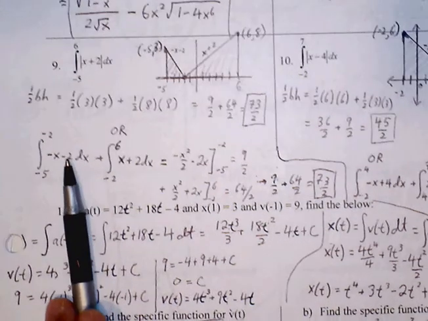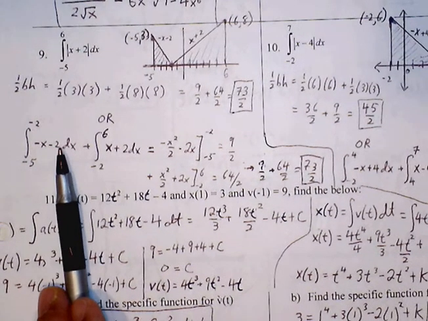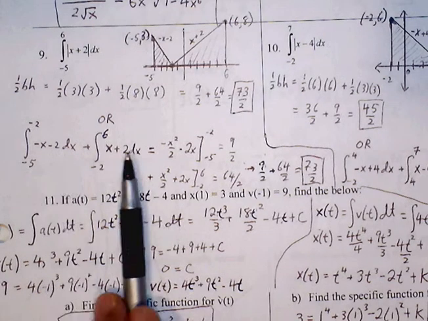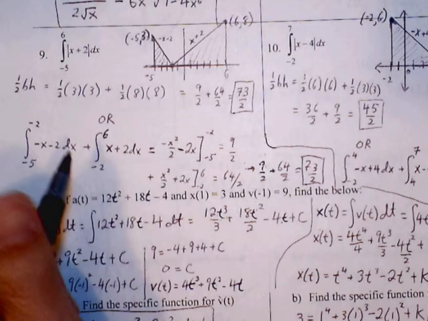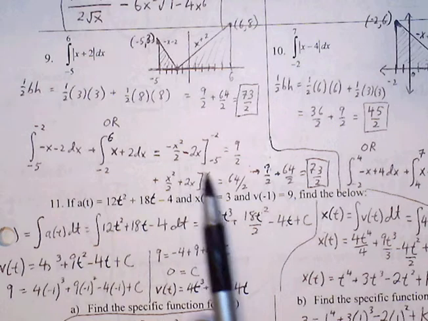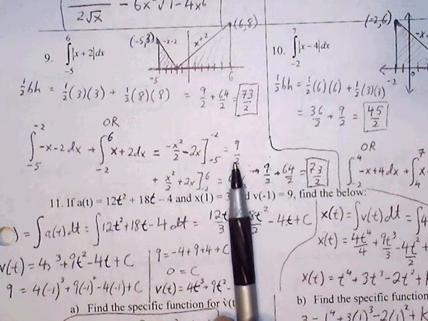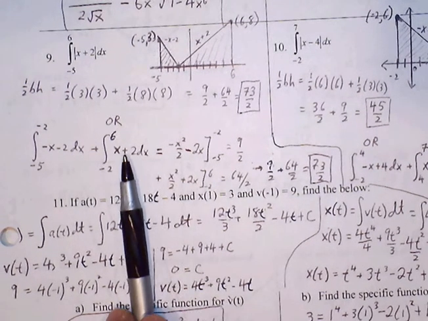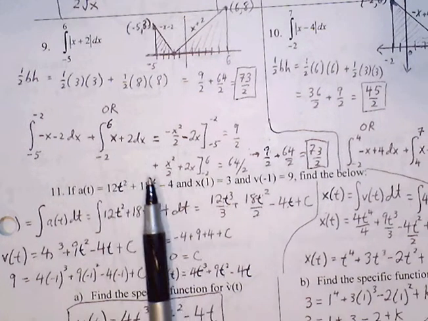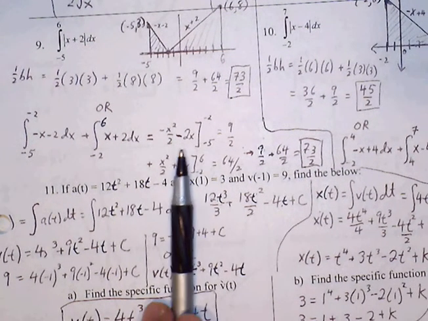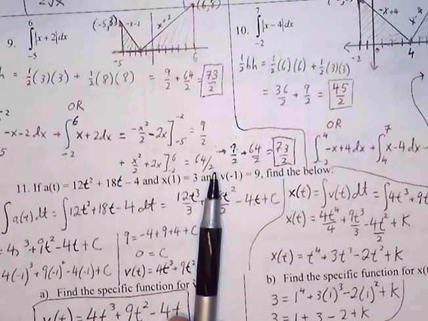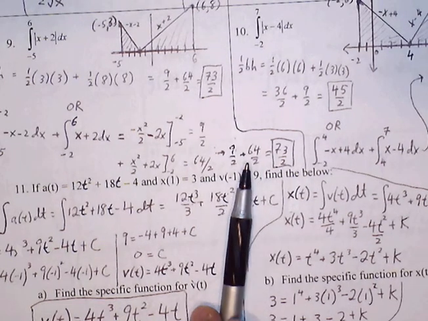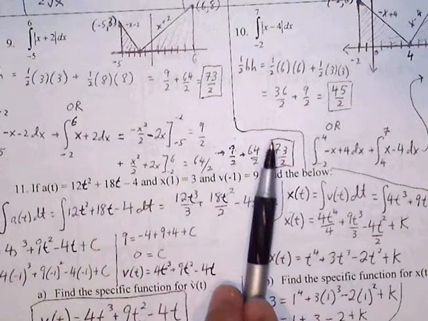So I can go through power rule and find the integral that way. Going through power rule, -x squared over 2 minus 2x. Evaluate between your upper and lower bound: plug in -2 for the x, then minus, then plug in -5. I didn't show all the work here, but this will come out to be 9/2. And then here, x plus 2 becomes x squared over 2 plus 2x. Evaluate between your upper and lower bound: plug in the 6 first, then minus, and then plug in the -2 for all the x's. I didn't show the work here, but this will come out to be 64 over 2. We add these together, and we get the same result here, 73 over 2.